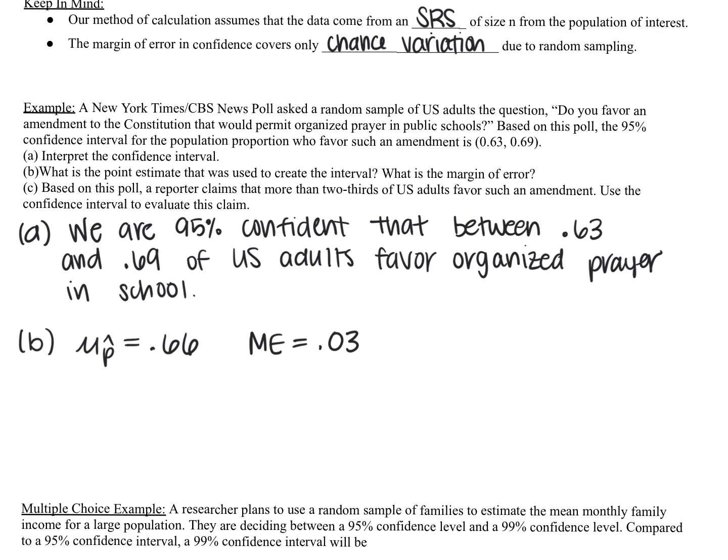All right, last one. Based on the poll, a reporter claims that more than 2/3 of U.S. adults favor such an amendment. Use the confidence interval to evaluate this claim. So what we're basically saying is, is the reporter correct or incorrect? When you go back to our confidence interval, which is 0.63 to 0.69, 2/3 is what decimal? 0.66. Yes. Does our confidence interval only contain values that are more than 2/3? No. So the reporter is incorrect.